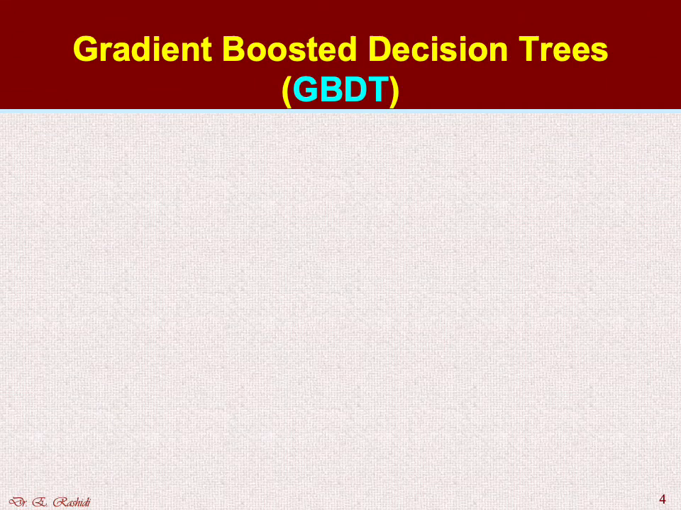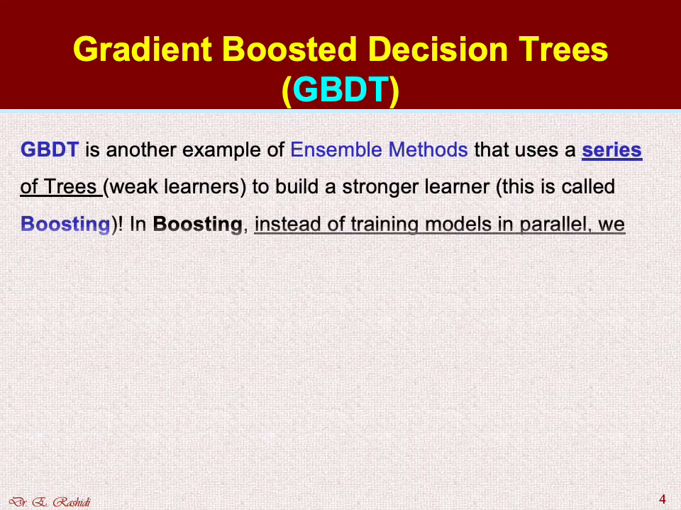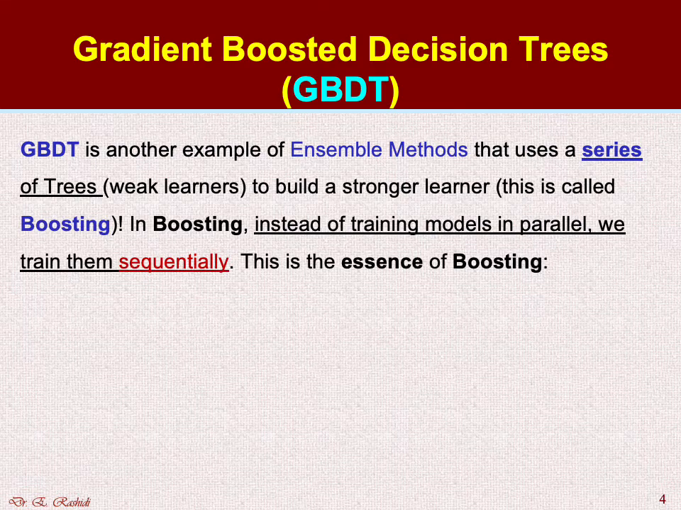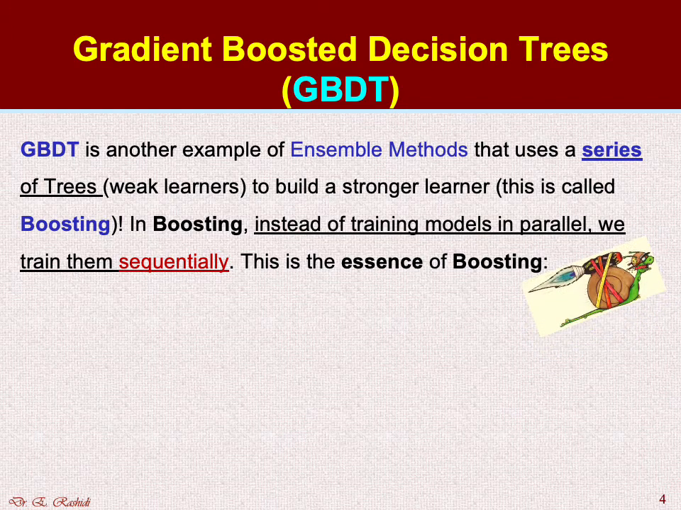Gradient boosted decision trees, or GBDT. Gradient boosted decision trees is another example of ensemble methods that uses a series of trees or weak learners to build a stronger learner. This is called boosting. In boosting, instead of training models in parallel, we train them sequentially. This is the essence of boosting.